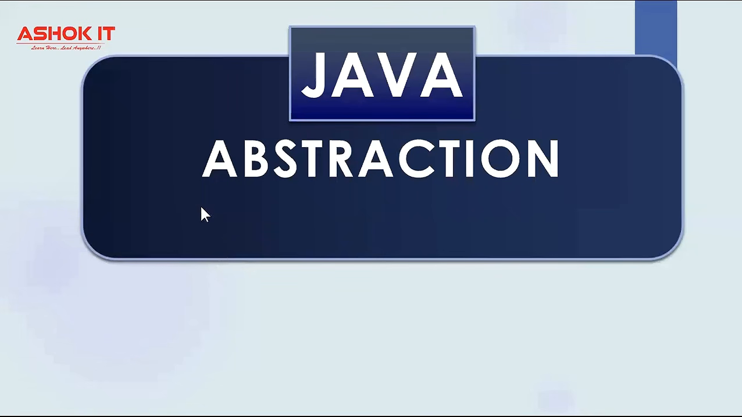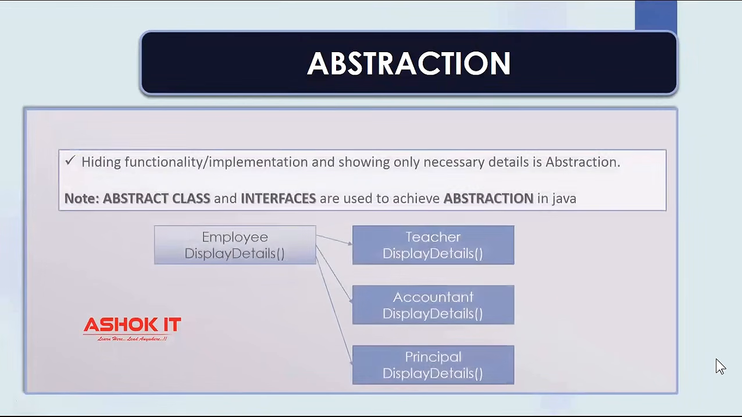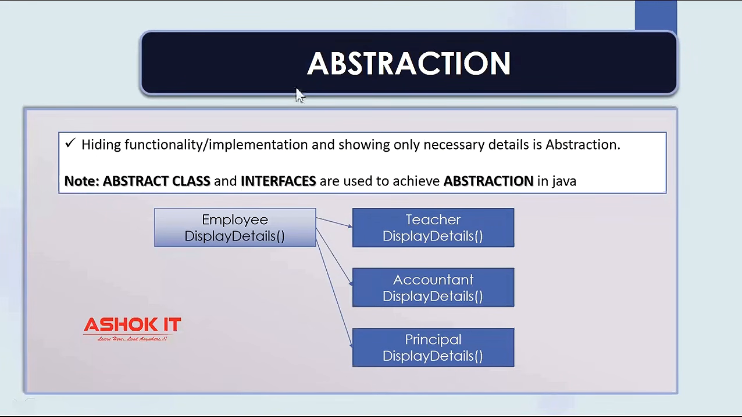In this video, we will be seeing abstraction in Java. So abstraction is one of the object-oriented programming concepts, and abstraction is achieved in Java using abstract classes and interfaces. So abstraction is hiding the functionality or implementation and showing only necessary details. So in case of abstraction, we will be showing only abstract data or the necessary details, and functionality is given by child classes of the abstract. So we will be using abstract classes or interfaces to achieve abstraction in Java.